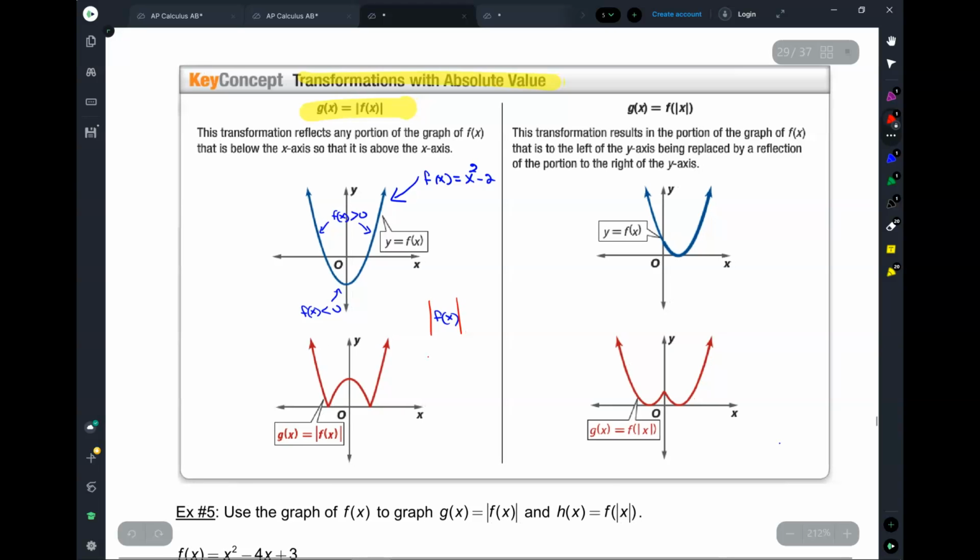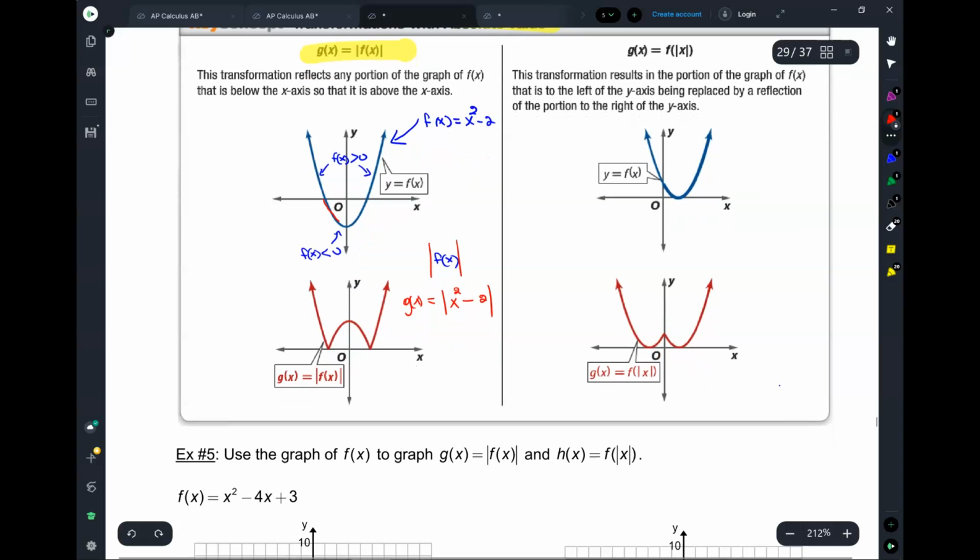So g of x is going to look like absolute value of x squared minus 2. So no matter what value goes in here, all the y values are going to now be positive. So the ones that were already positive will stay the same.